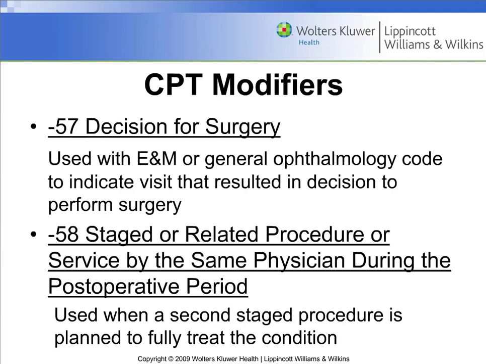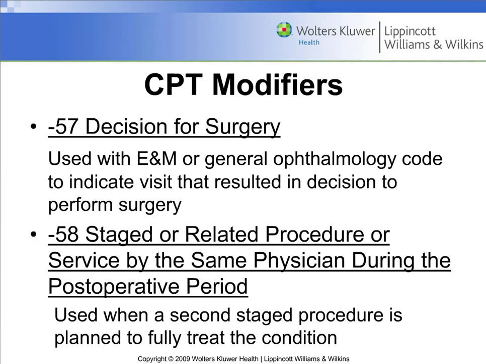Modifier 57 is for decision for surgery, where it's used with E&M codes or general ophthalmology codes to indicate visits that resulted in the decision to perform surgery. So an example would be where the surgeon conducted an office consultation based on a referral from the patient's primary care physician and made the decision that resulted in surgery. The code would be 99202-56.